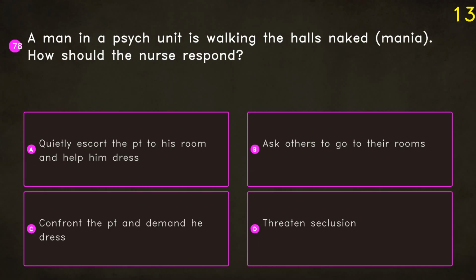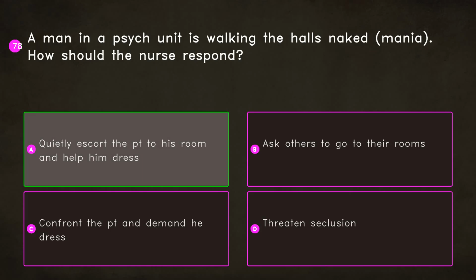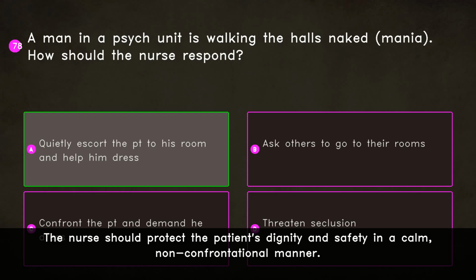Question 78. A man in a psych unit is walking the halls naked, mania. How should the nurse respond? A. Quietly escort the patient to his room and help him dress. B. Ask others to go to their rooms. C. Confront the patient and demand he dress. D. Threaten seclusion. The correct answer is quietly escort the patient to his room and help him dress. The nurse should protect the patient's dignity and safety in a calm, non-confrontational manner.